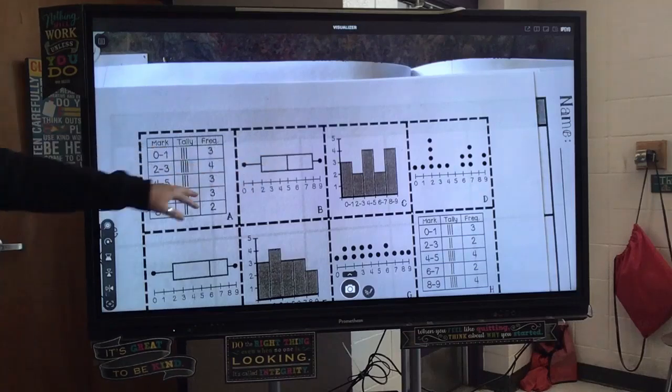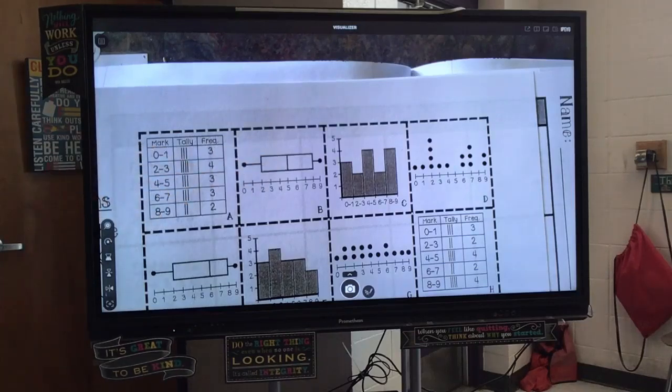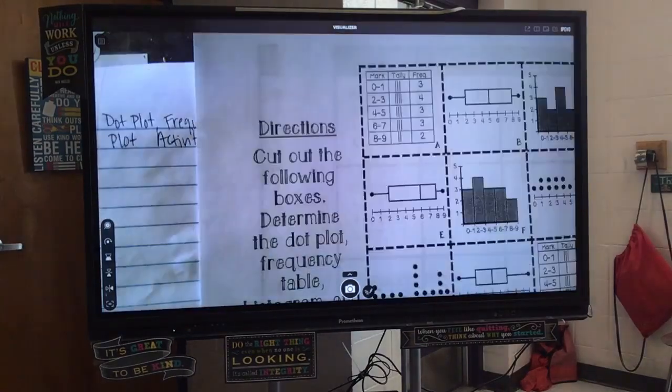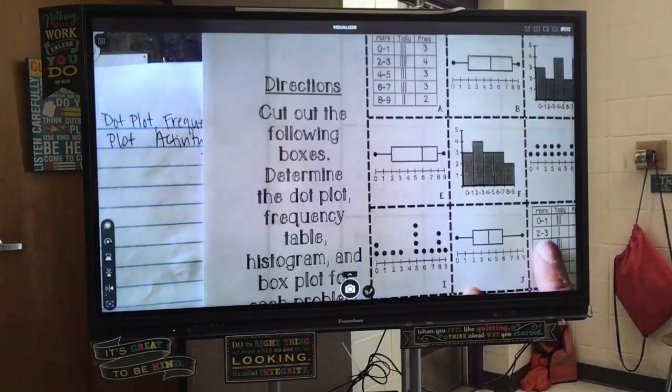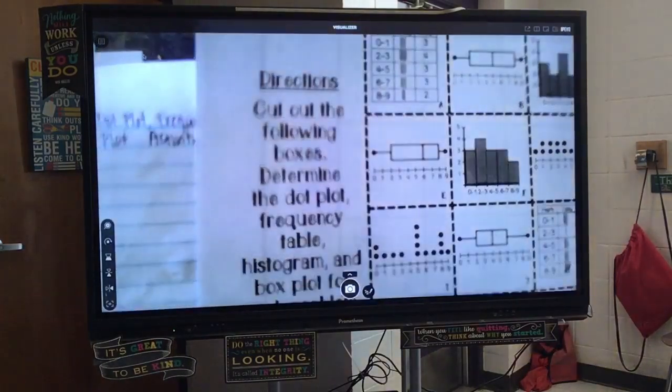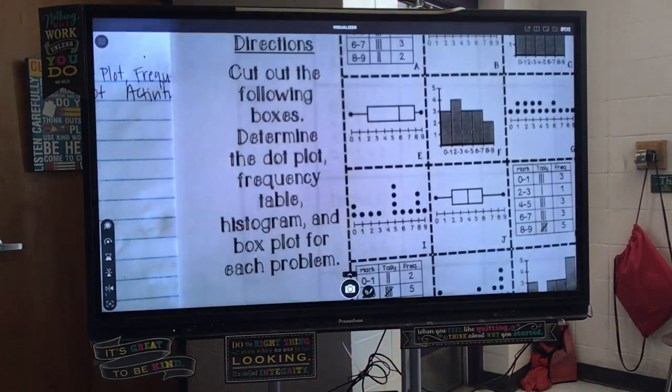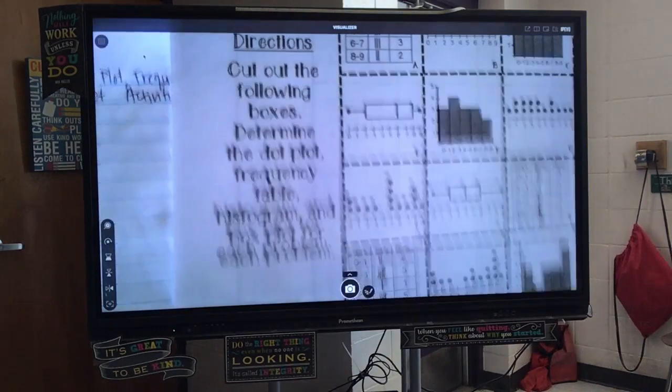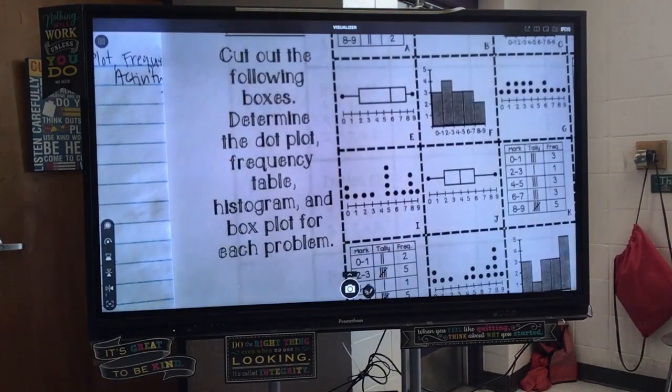So there is no reason that you should struggle with this. Now, the directions say, cut out the following boxes, determine the dot plot, frequency table, histogram and box plot for each question. See, if you would have just read the directions, you would have known what it was.